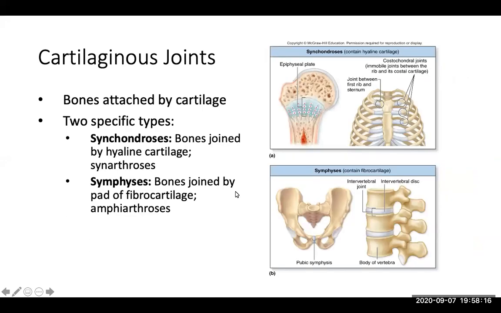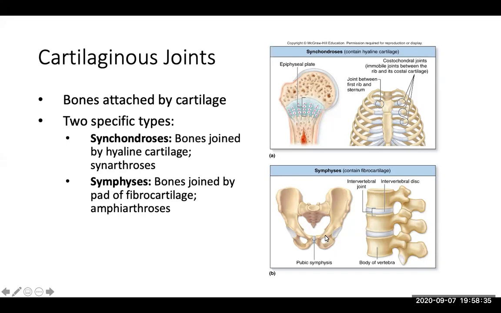Cartilaginous joints are bones attached by cartilage. We have synchondroses or symphyses. Synchondroses are bones joined by hyaline cartilage, and they're synarthroses, so completely immovable, and symphyses are bones joined by a pad of fibrocartilage, and these are amphiarthroses, slightly movable.